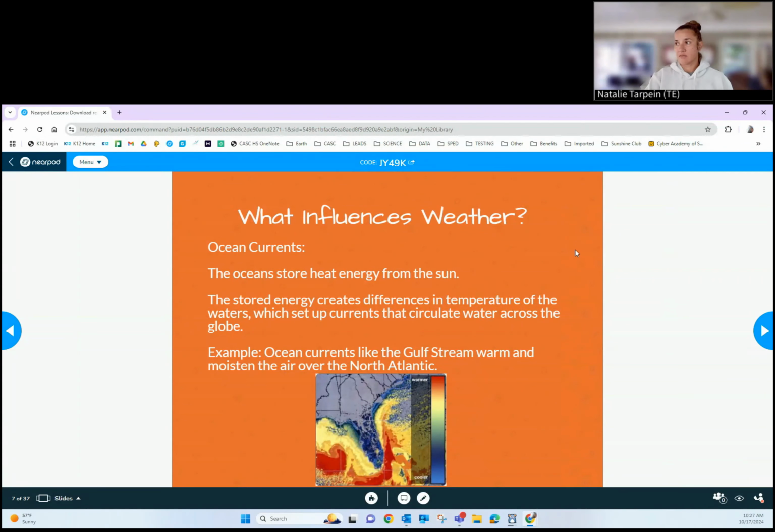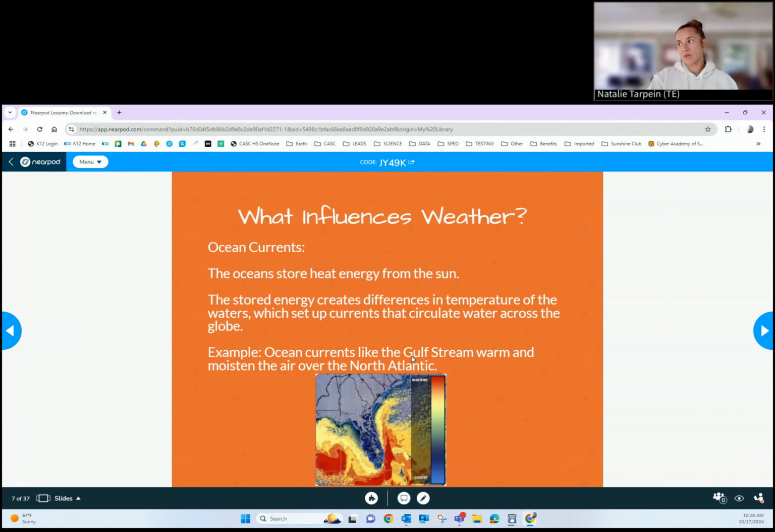Okay, so other things that influence weather, ocean currents. We know the ocean currents, based on the other video I did, if you've watched that yet, help distribute heat from the equator to the poles. Just think of it that way. It's a distribution of heat, because it gets hotter around the equator, much colder at the poles of the earth. And so what we see is ocean currents helping distribute that heat.